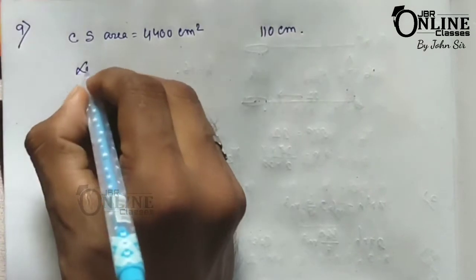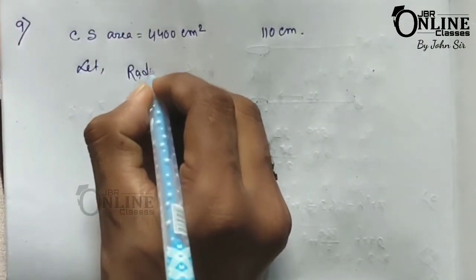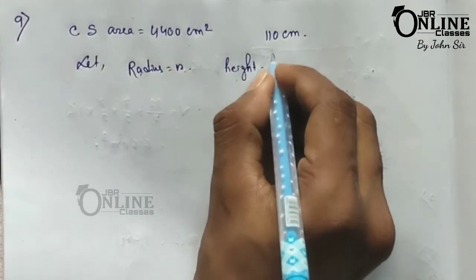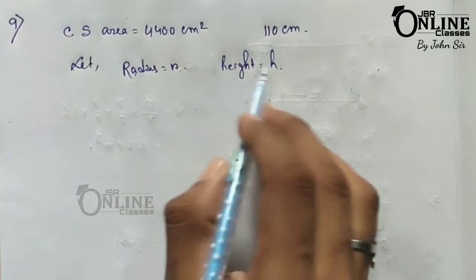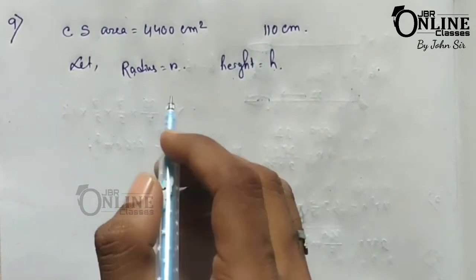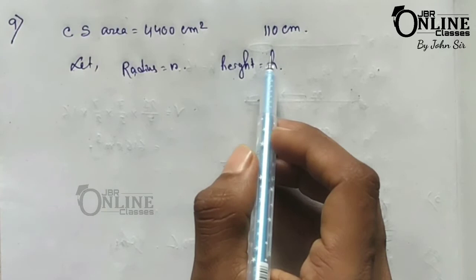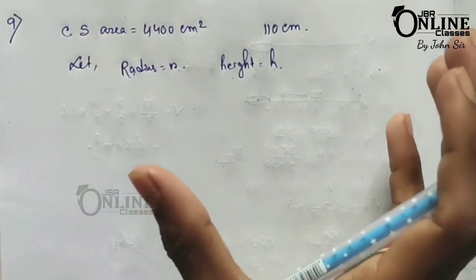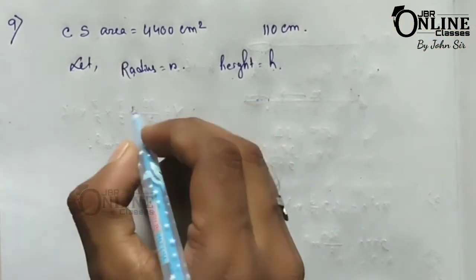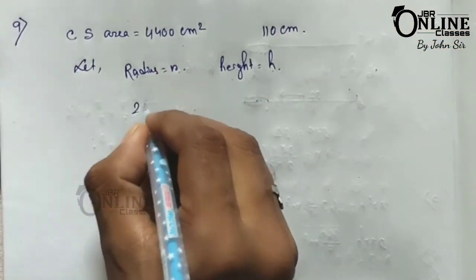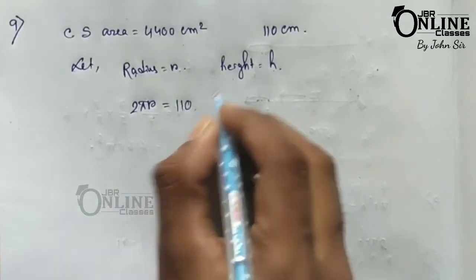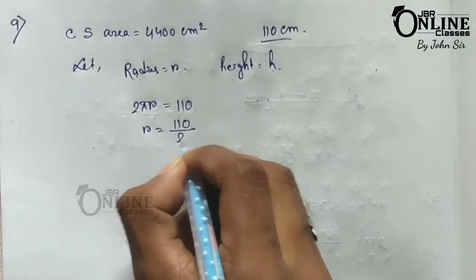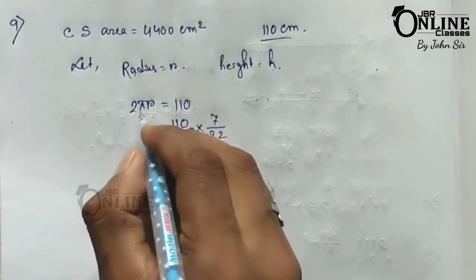So first let the radius equal small r and the height equal small h. Here the circumference of its base is given, which means the circumference of a circle, which is the base of that cylinder. We know the formula of circumference equals 2 pi r. So 2 pi r equals 110, it's given. So here r equals 110 divided by 2 into 7 by 22, as the value of pi.